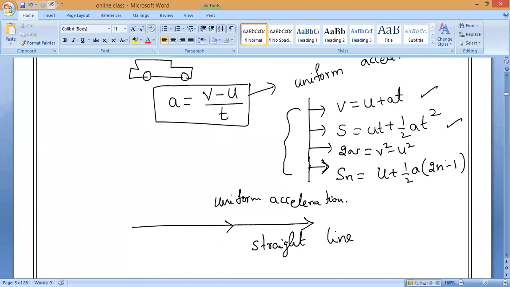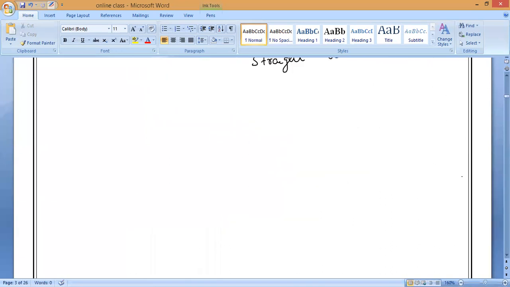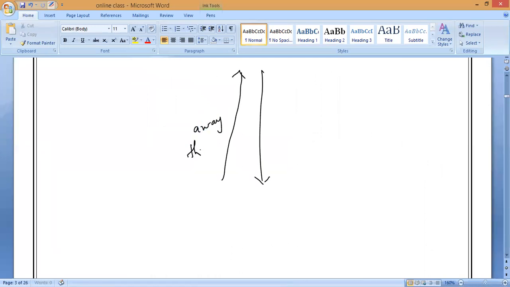Now, if the same body is moving away from the ground vertically or towards the ground vertically, thrown upwards, away from the ground, do you understand, everybody? In this also the body is moving. Yes or no? Now it is falling, freely falling. So in this also the body is moving in a straight line with a uniform acceleration.